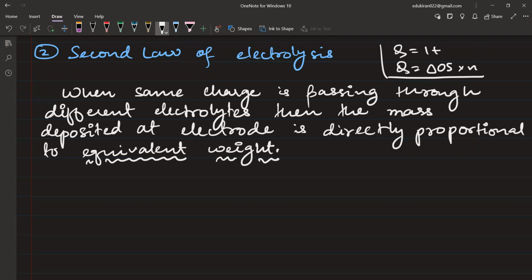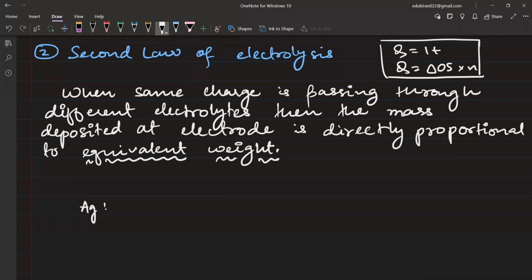Okay, second law of electrolysis is not pretty much useful nowadays because we have the mole concept now. People can think in terms of mole and calculate in terms of mole. Okay, so second law of electrolysis, you will just revise if they ask you what is the second law of electrolysis. That's it. So you will just state this. When the same charge is passing through different electrolytes, then the mass deposited at the electrode is directly proportional to the equivalent weight. For example, if we talk about Ag, right?